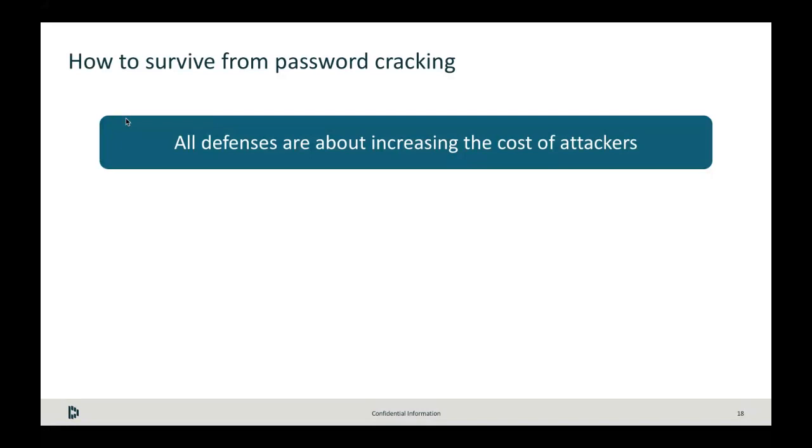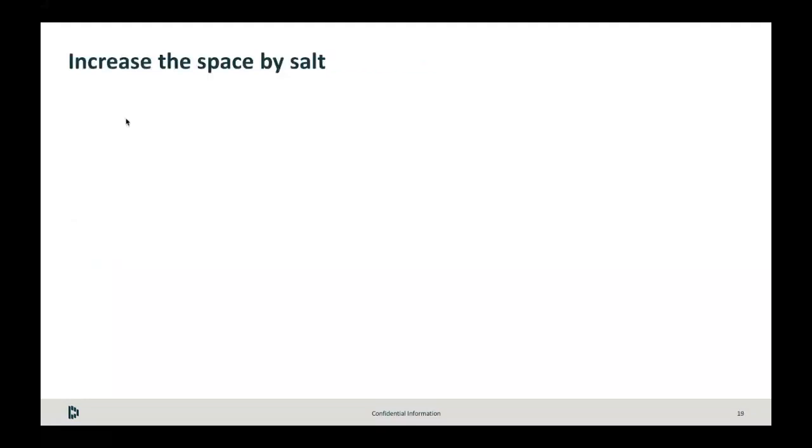To make password cracking harder, what we need to do is increase the cost. The cost contains two dimensions. One is called space, one is called time. Let's take a look one by one. First, space. Increasing the space by the salt.